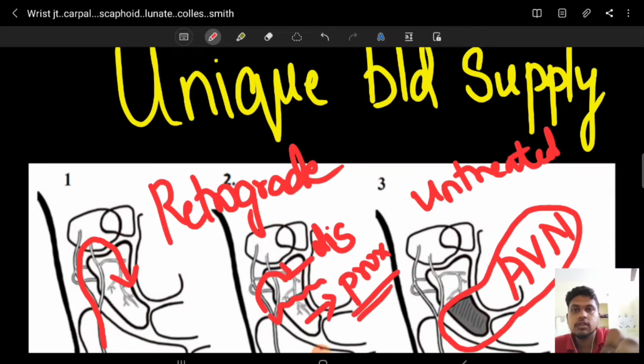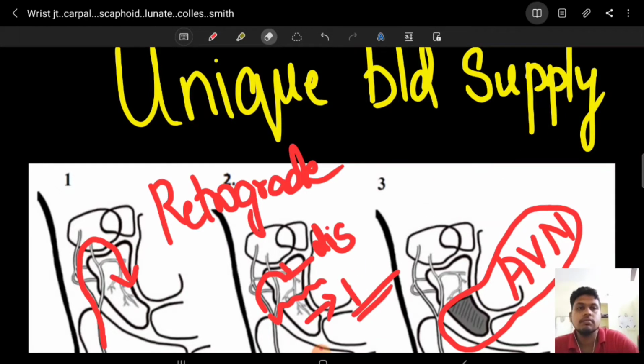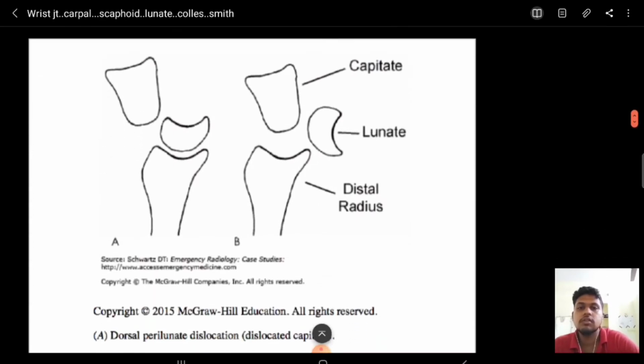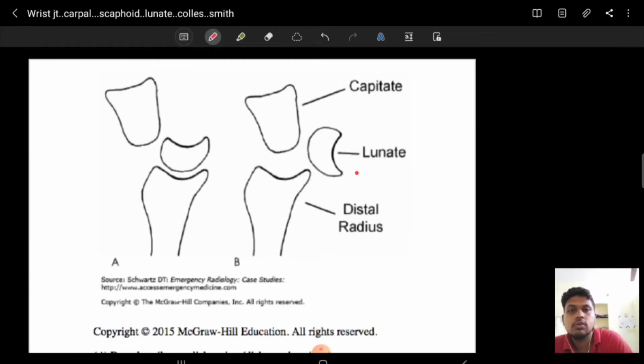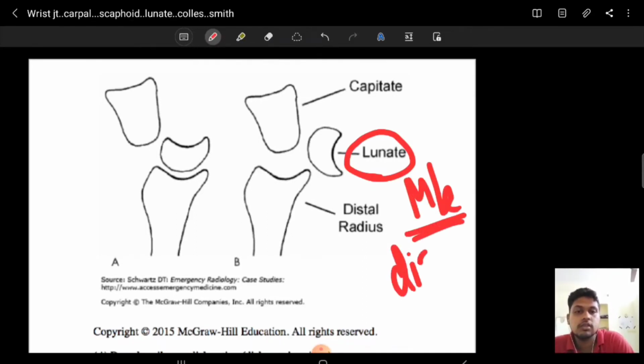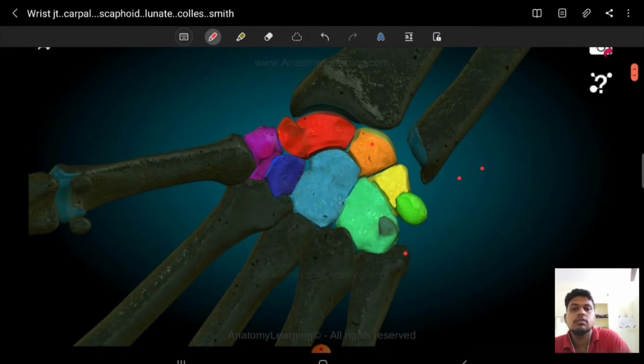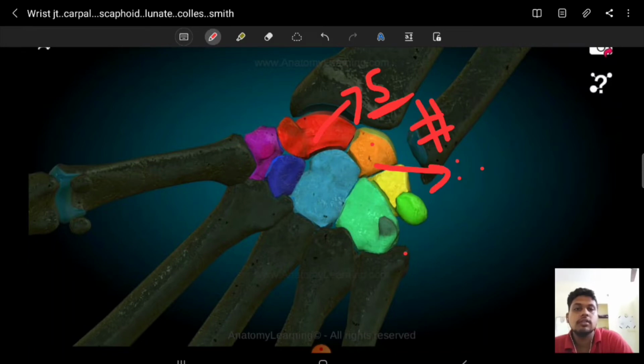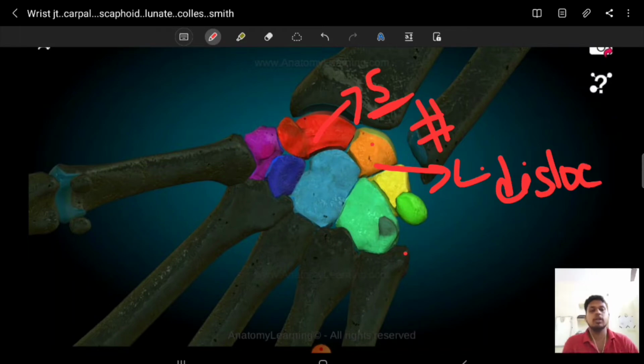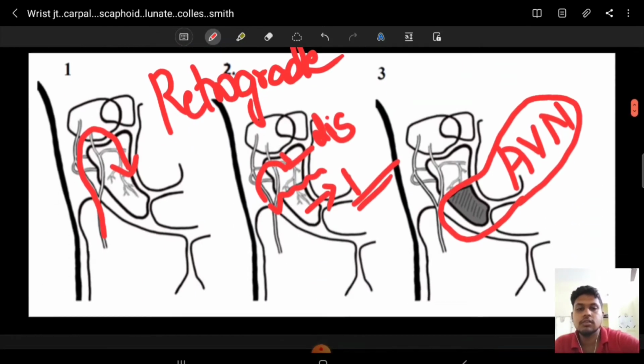So let's go further. Now this is a clinical significance related to the lunate. As you all know, the lunate is the next bone to the scaphoid. The lunate is the most common carpal bone which undergoes dislocation. Okay, I forgot to say one thing. The scaphoid is the most common bone to undergo fracture. The lunate is the most common carpal bone to undergo dislocation. This is a very important MCQ to remember for NEET PG.